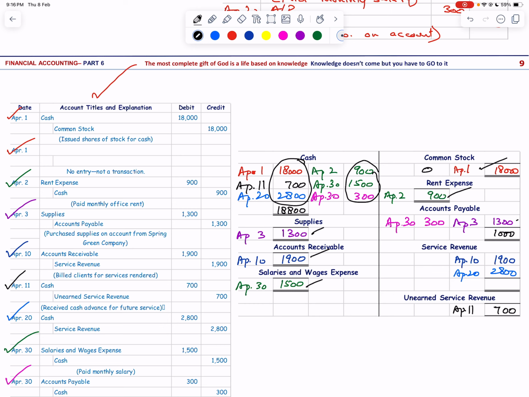Salaries and wages 1500. Service revenue, we will make the total, and here we have 0 over here, so the total of credit is 4700. Unearned service revenue will have a credit balance of 700.